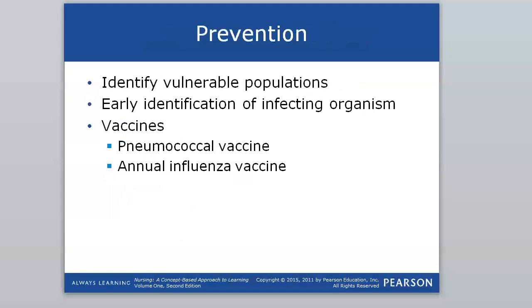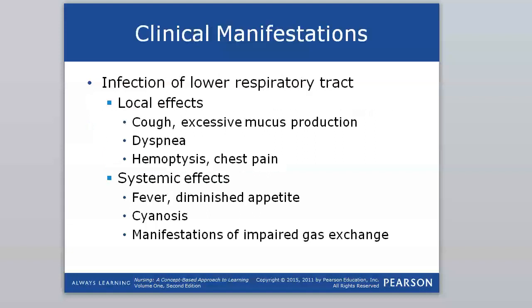And prevention is to identify those vulnerable populations and to be sure we identify what is the infecting organism. We might do that by sputum analysis such as C&S, and encouraging the community, especially people over 65 years of age and ones that have an immunocompromised system, to get their pneumococcal vaccine and an annual influenza vaccine as well.